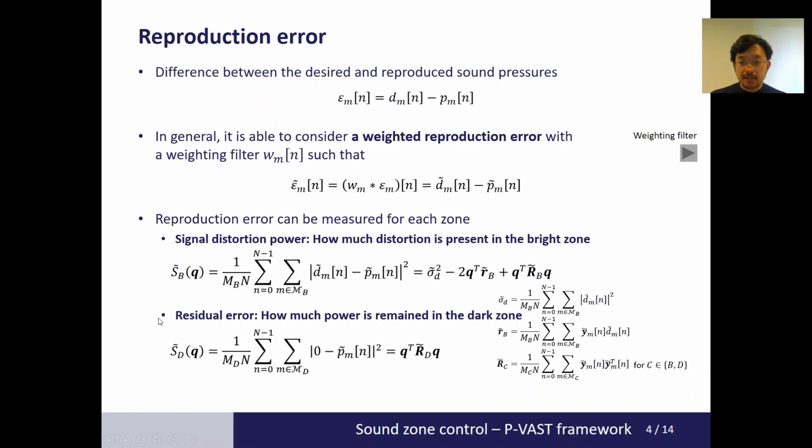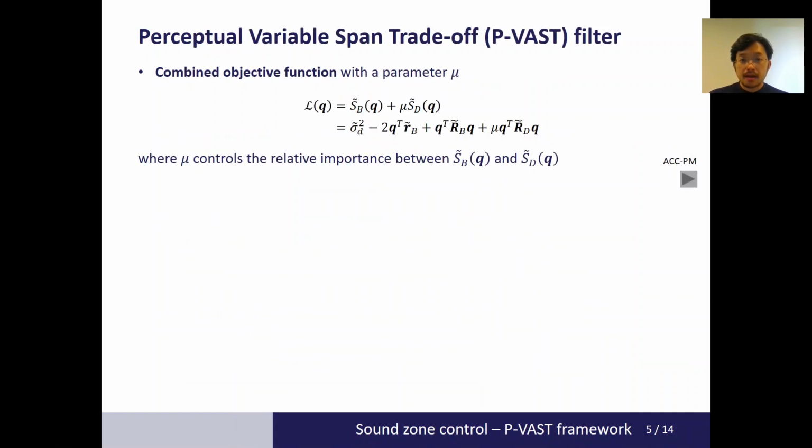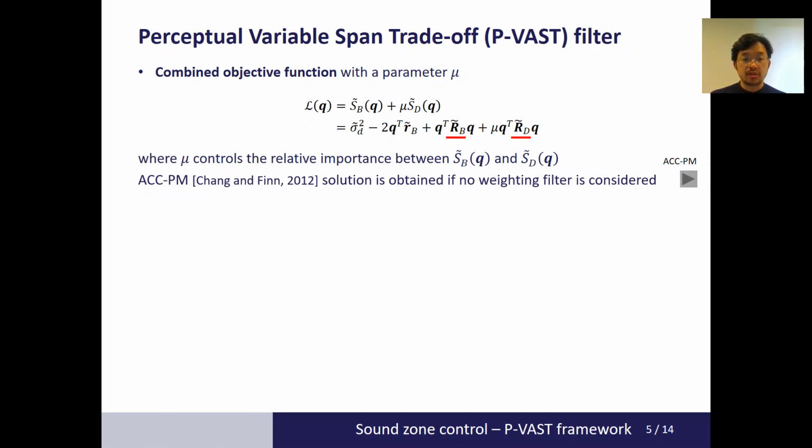By minimizing this signal distortion power with a constraint regarding the residual error power, we get an objective function with a parameter mu, and this mu controls the relative importance between signal distortion power and residual error power. This Q is what we're going to design, and we solve this objective function with respect to Q. Then it ends up as the ACCPM solution in the time domain if no weighting filter is considered.